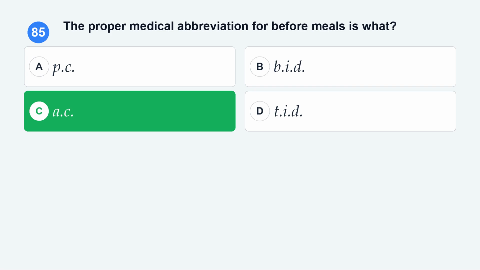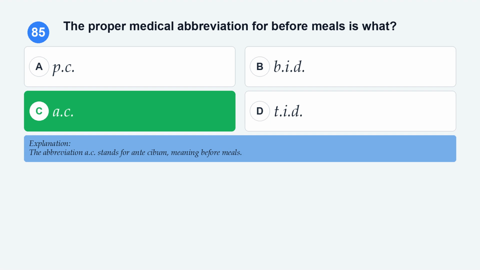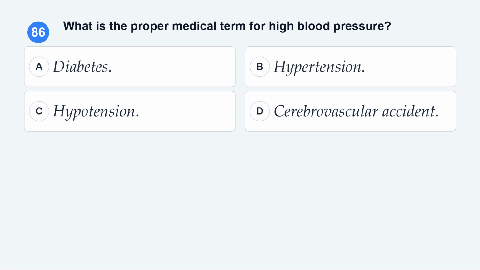The correct answer is option C. AC. Explanation. The abbreviation AC stands for antecedent, meaning before meals. Question 86. What is the proper medical term for high blood pressure?